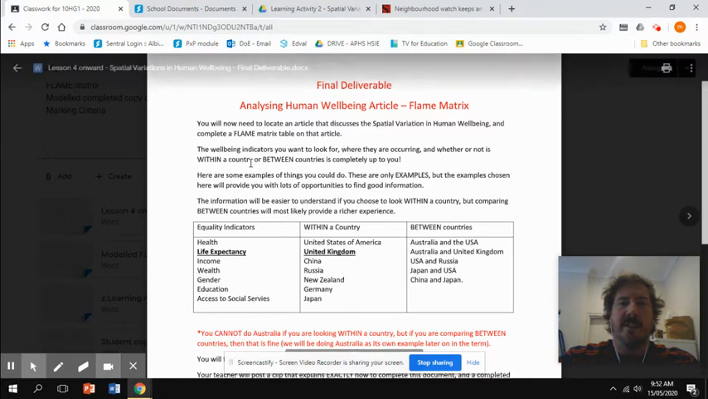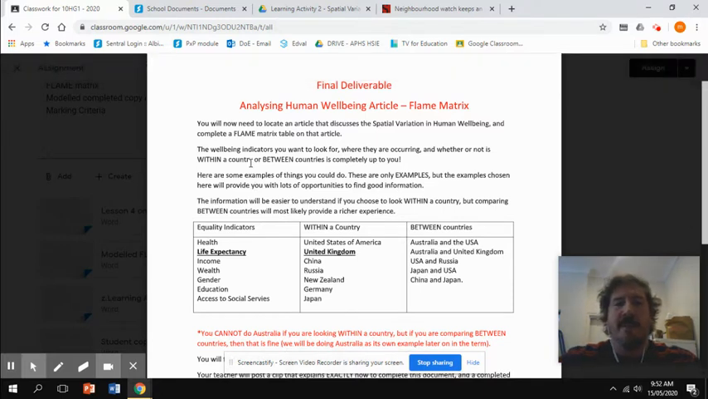This is the instructions for the final deliverable, what you guys are going to be doing. It doesn't matter whether you're identifying the inequalities within or between countries. It's completely your choice. You just need to find one article on those discrepancies within those indicators. You might look at health inequality in the United States of America, there's going to be heaps on that. You can look at income inequality in the United States of America.